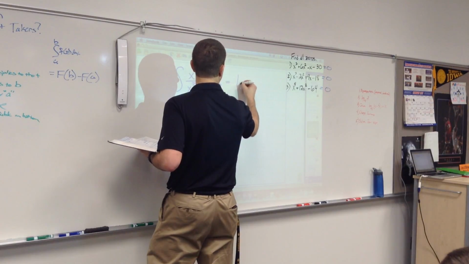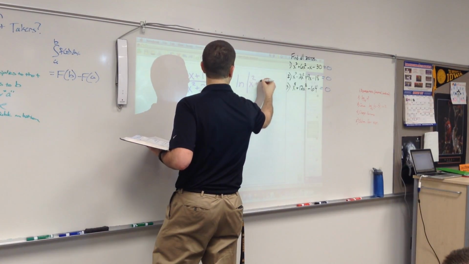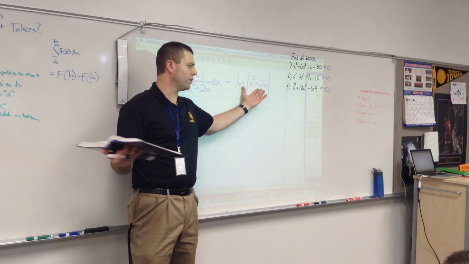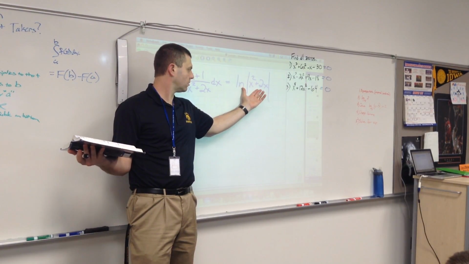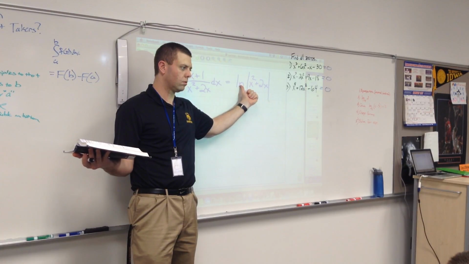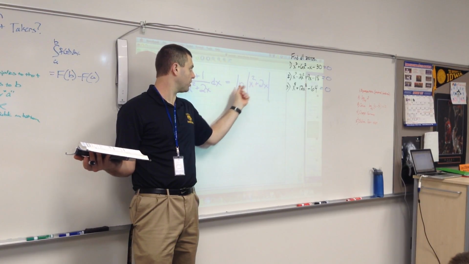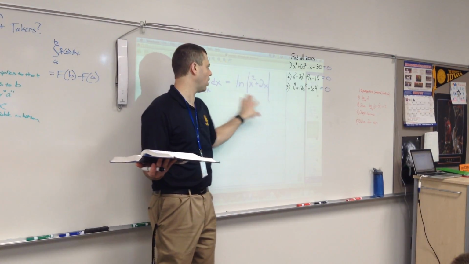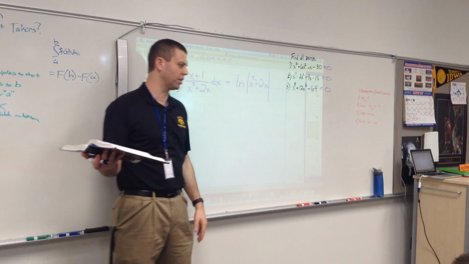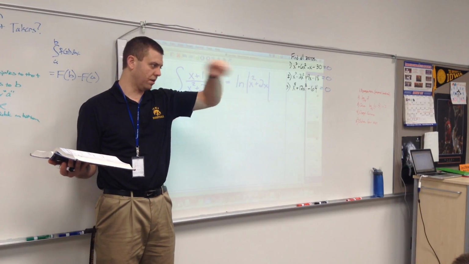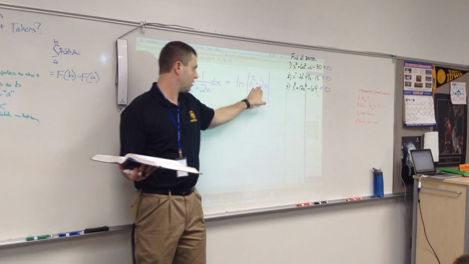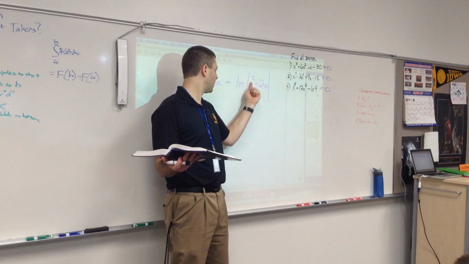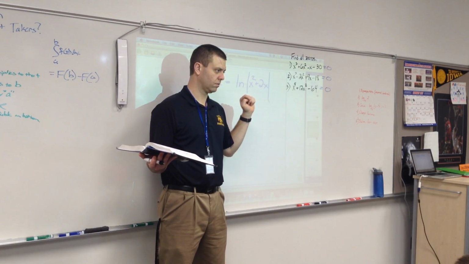Like if you do this, natural log of x squared plus 2x. If you did the derivative of this function, what would you get? It would be 1 over x squared plus 2x times 2x plus 2. Yeah, I was doing that as just times 1/2.